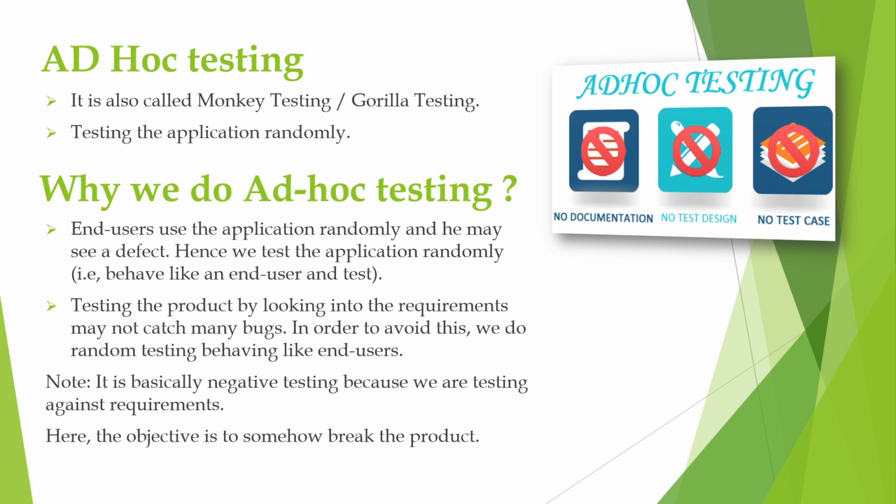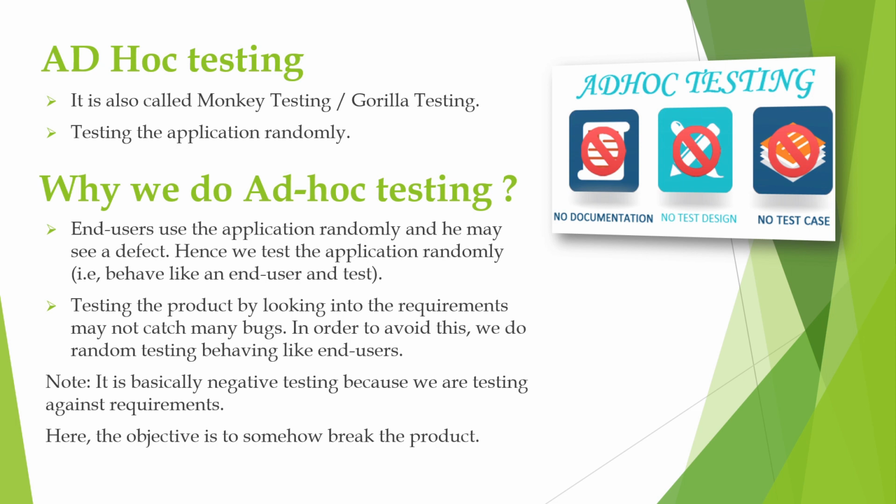Next is the development team. They look into the requirements and they build the product. In the same way, the testing team will also look into the requirements and start the testing. By this method, the testing team may not find some of the defects or bugs. They think that everything is working fine. In order to avoid this, we do this random testing. We behave like an end user and we do this ad hoc testing.